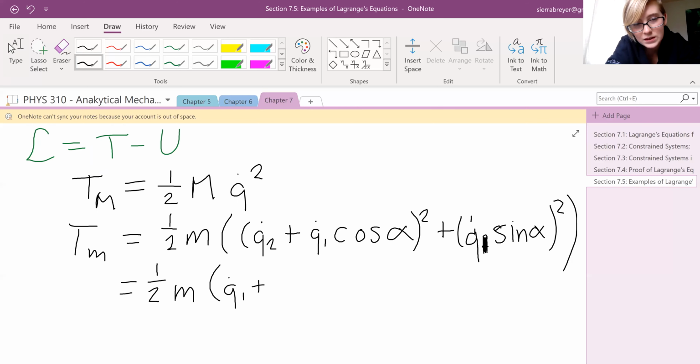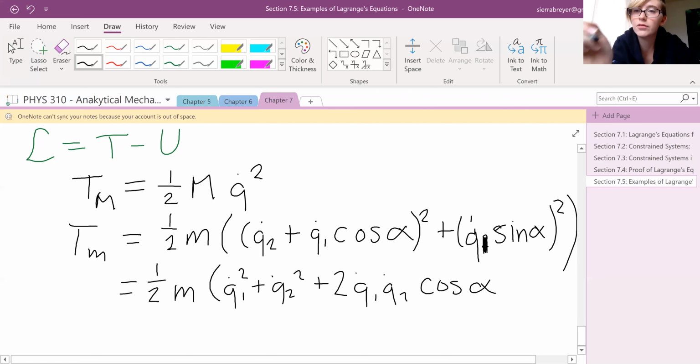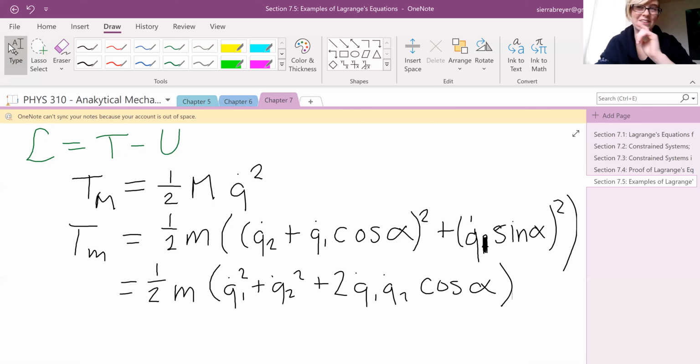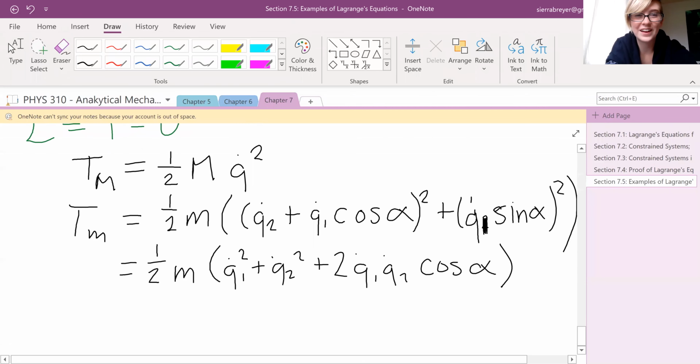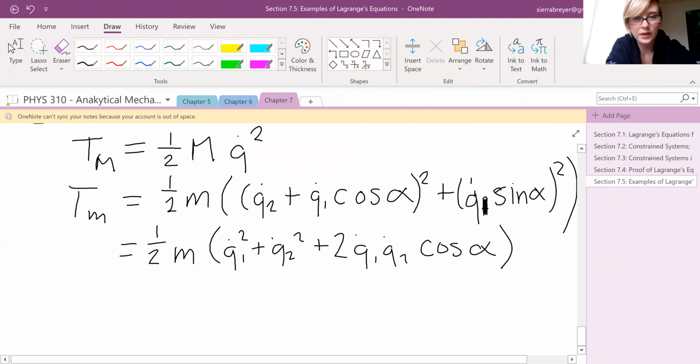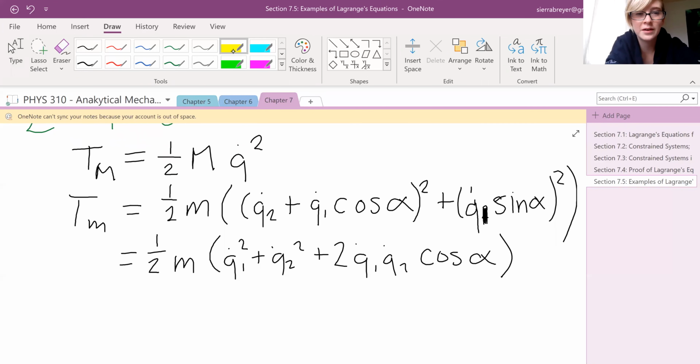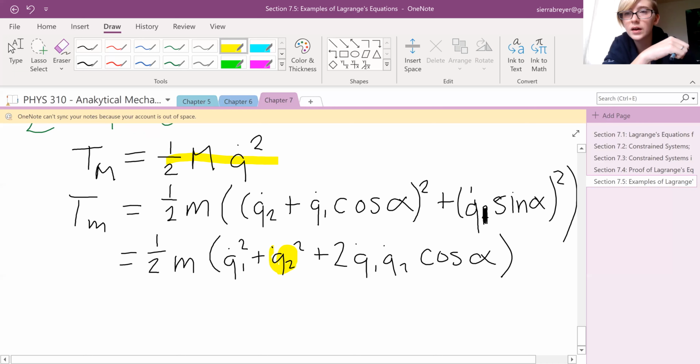Q1 plus Q1 squared plus Q2 squared, Q dot 2 squared, plus 2 Q1, Q2 dots over both of those, and you're going to be left with that cosine alpha, because you're going to have one of those that does not cancel. Great. So that's what part of it looks like. I'm not going to lie to you, it's really ugly. So now we're going to combine them, and what I would like to point out is that this and this, I'm going to combine into one term. That way I don't have to write it twice.